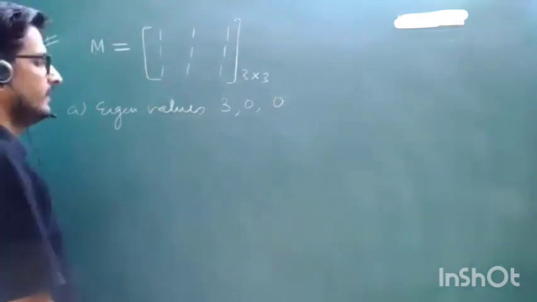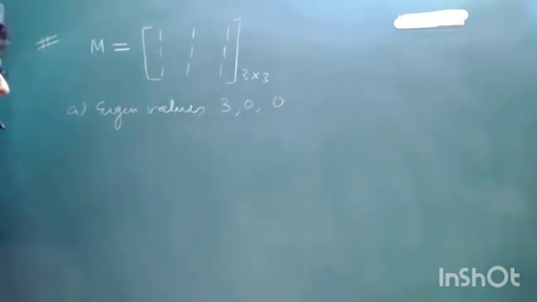So eigenvalues will be 3 0 0. Calculate quickly. Can you see that the eigenvalues are this?